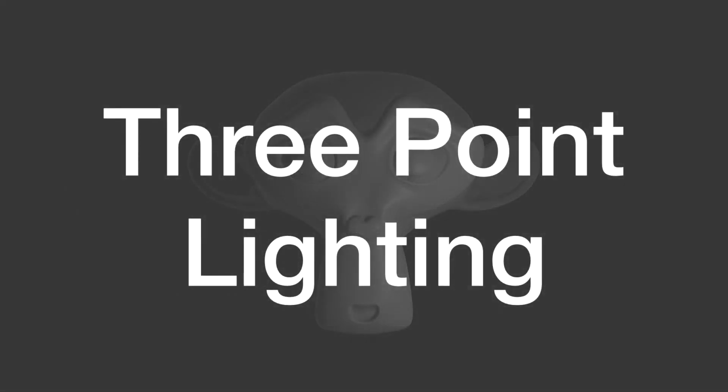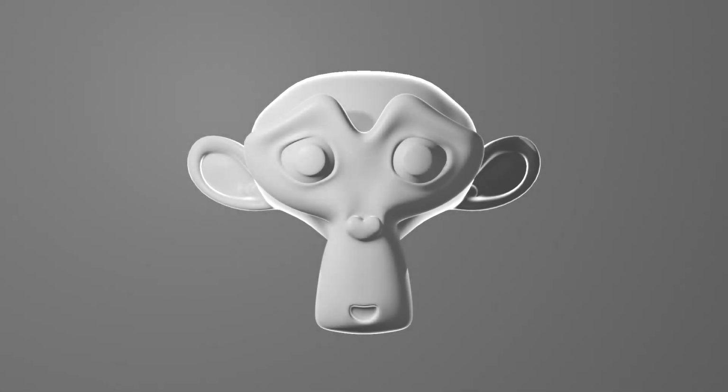3-point lighting. 3-point lighting is a standard setup for lighting that has carried on through the ages as one of the best ways to light a scene, in film, photography, painting, and now digital graphics. Let's go over exactly what it is, why it's so good, and how to set it up in Blender.